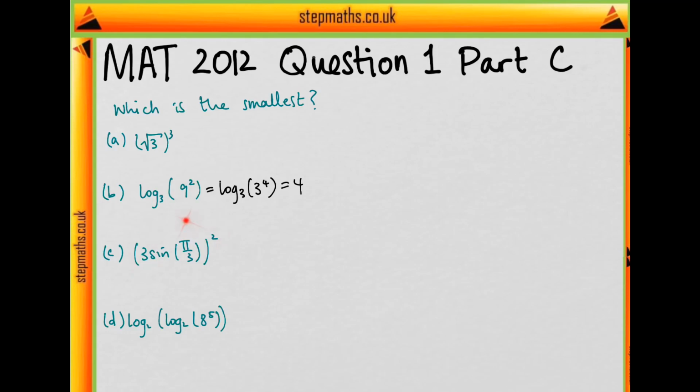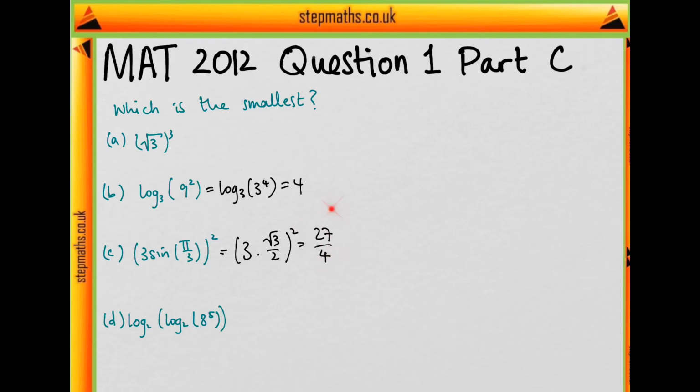Okay, now what about this one? So we know that sine of pi over 3 is root 3 over 2. So if we substitute that, we get 3 times root 3 over 2 all squared. And if we work that out, then we see that it's equal to 27 over 4.